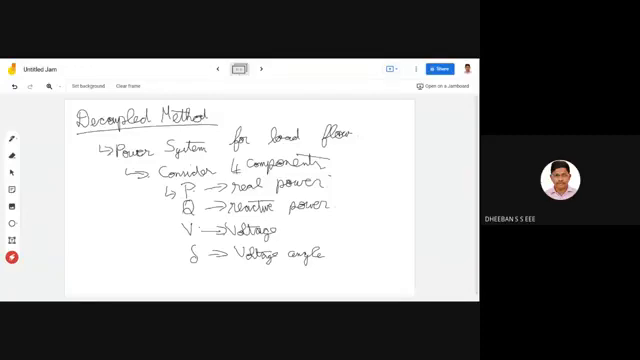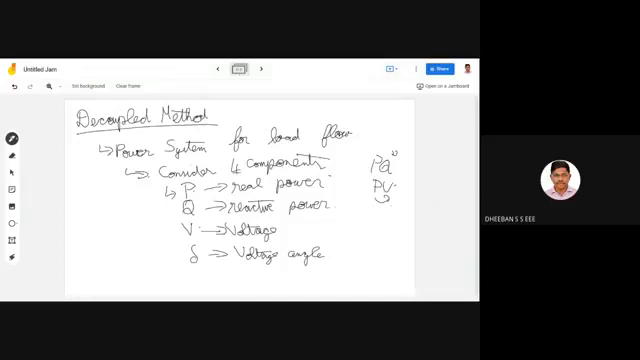These four components will be interdependent on each other, and hence they will be contributing to your buses. We know that there are three types of bus. The first is the slack bus, and for the other two buses, PQ and PV, you know that these two are dependent.